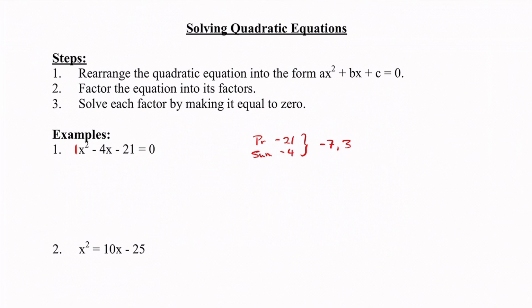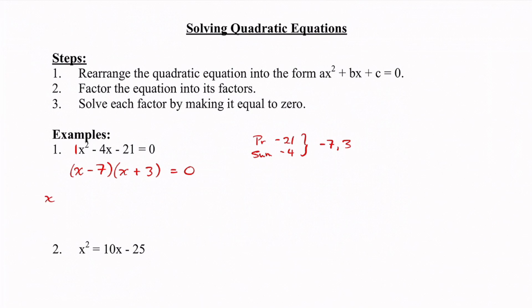And because this is the easy type, where it's just a 1 in front, it breaks apart. So we got x minus 7 and x plus 3. Don't forget your equals 0, it's still an equation. Then, so that was our step 2 that we just did. Step 1 was already done, everything was already on one side. Step 3, we're going to solve each factor by making it equal to 0.